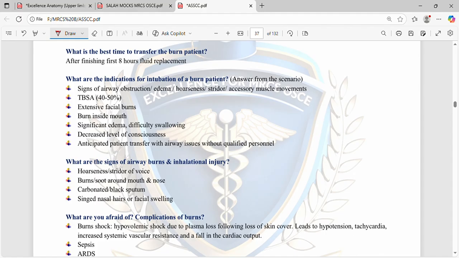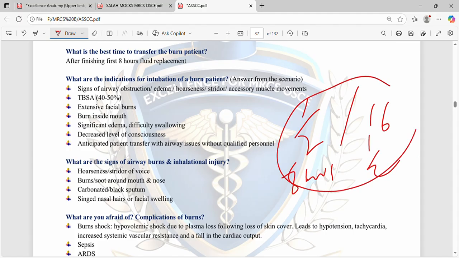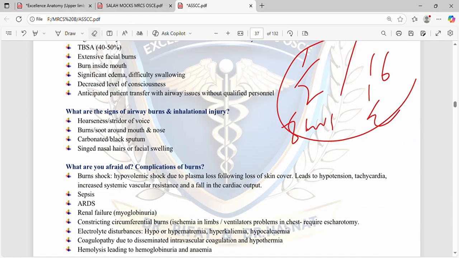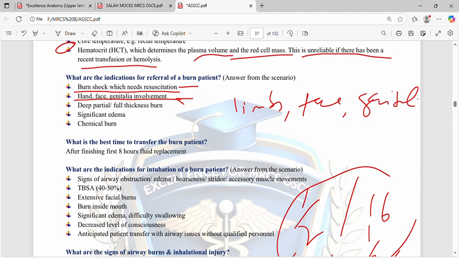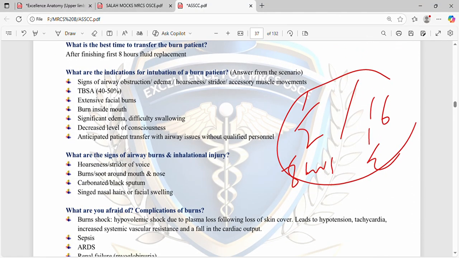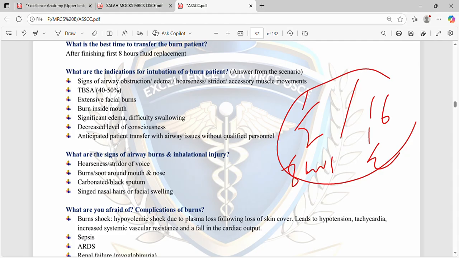The best time to transfer the burn patient is after finishing the first 8 hours of fluid replacement. You calculate the fluid and give half in the first 8 hours and half in the next 16 hours. After finishing the first 8 hours, you can refer the patient.